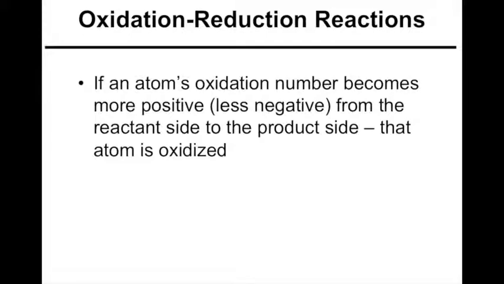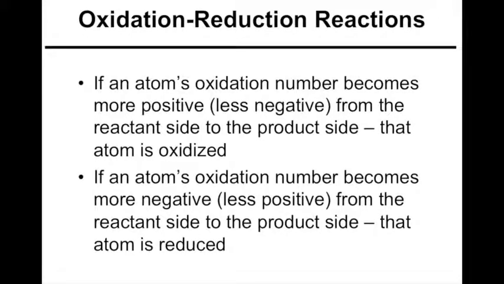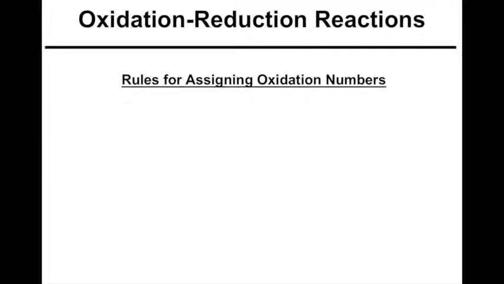Remember the sodium. The sodium went from a 0 to a +1 charge, and we'll see that's the same as the oxidation state. So it was oxidized. If an atom's oxidation number becomes more negative or less positive from the reactant side to the product side, then that atom is reduced. The chlorine's oxidation number, or in this case its charge, went from 0 to -1. So it was reduced. So in order to recognize a redox reaction, we have to assign oxidation numbers. So let's go over the rules that we need to know so that we can correctly assign oxidation numbers to atoms in a chemical reaction.